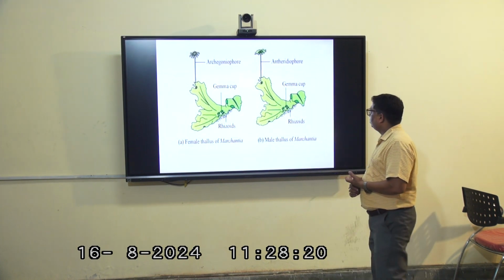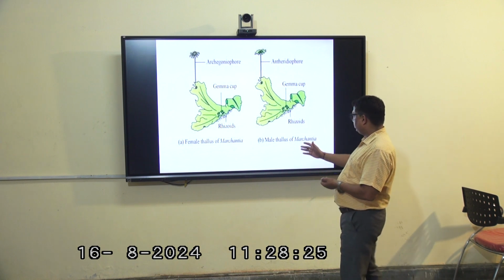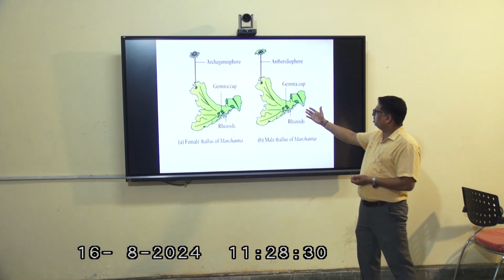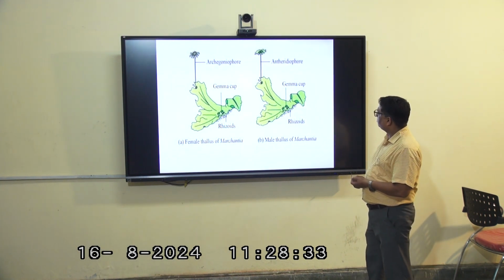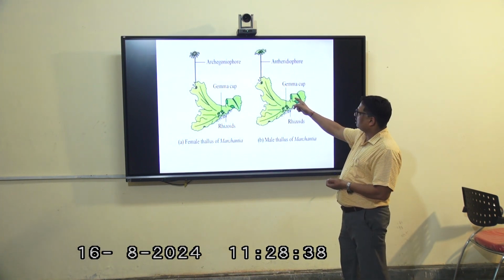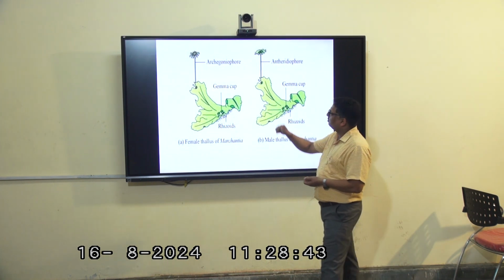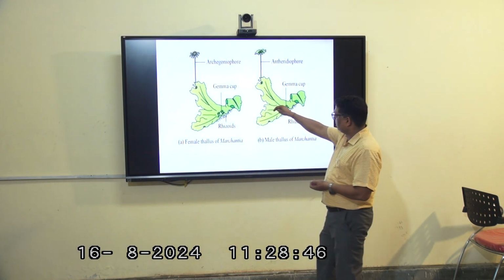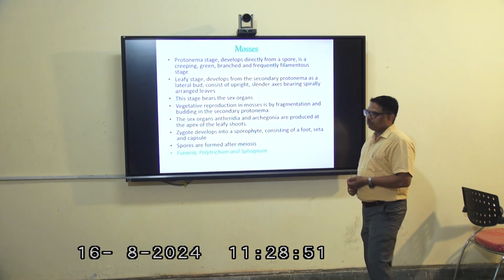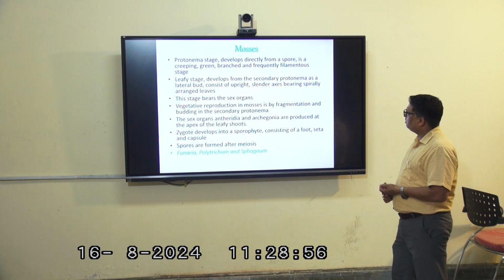These are the diagrammatic representations. This is the structure of the female branch of Marchantia, and this is the male branch of Marchantia. This is the gametophyte I already mentioned, with a flask-shaped structure. The male branch of Marchantia has an antheridiophore, whereas the female branch has the archegoniophore, in which the gametophyte is detached.